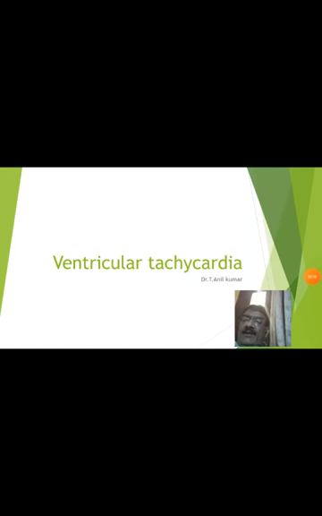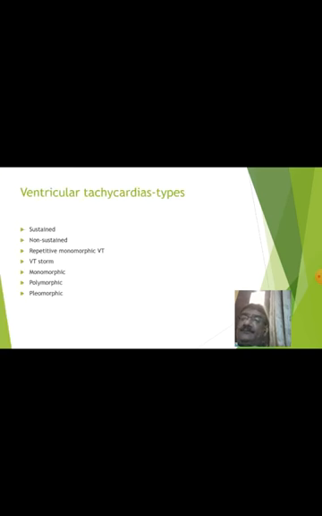Now we will be discussing the most important, life-saving concept of ventricular tachycardia. Ventricular tachycardia, the diagnosis is very important. It's life-saving. So what are the different types of ventricular tachycardia we know of?